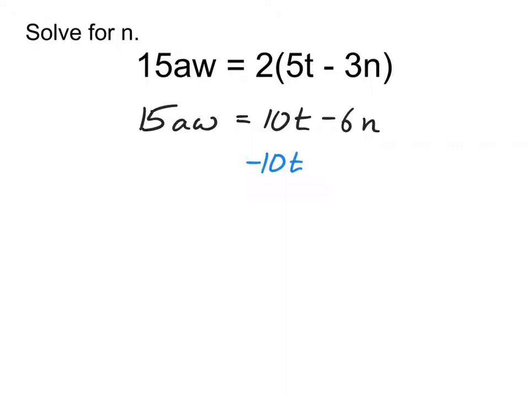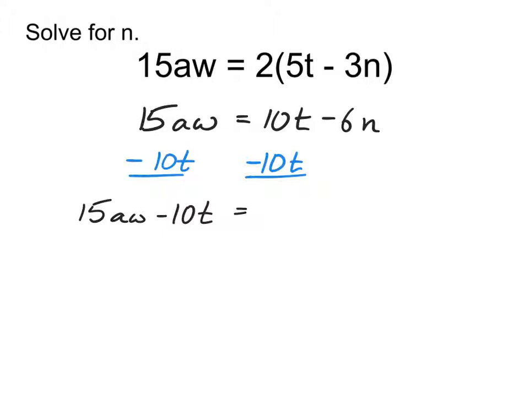We're going to subtract it. Because the 10t itself, that's positive. And so if I want to get rid of it, I have to subtract it. And when I do that subtraction on the left-hand side, I got 15aw minus 10t. Notice here that those are not like terms. This first one is an aw term. The second one is a t term. So I cannot combine them by subtraction. So I've got to leave it like that for the moment.